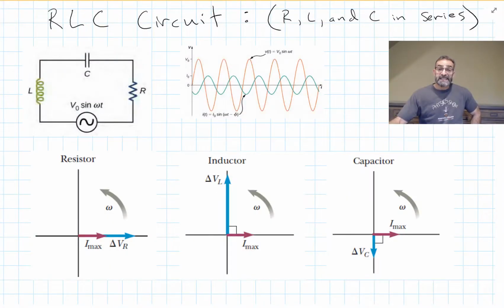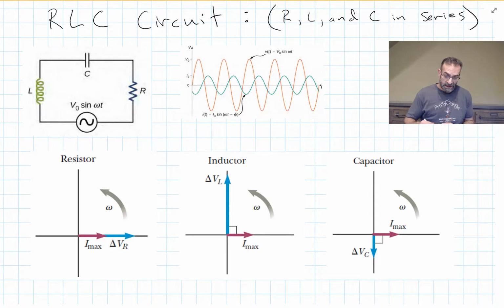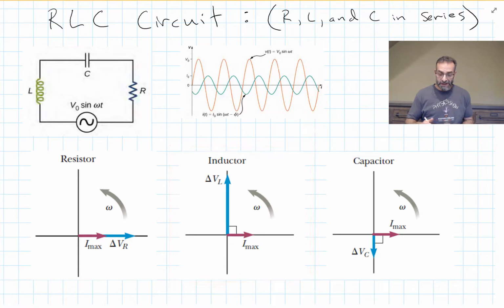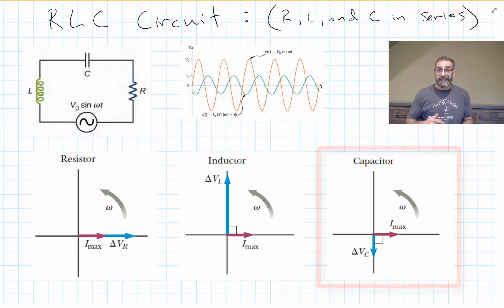Let's take a look at an RLC circuit, a resistor, an inductor, and a capacitor in series in one circuit. We know that for our resistor, the current and the voltage are in phase. Here's a phasor diagram that represents a resistor. The inductor, the current lags the voltage by 90 degrees. And in a capacitor, the current leads the voltage by 90 degrees. But there's one thing we know about a series circuit. The current is the same for every device in series.